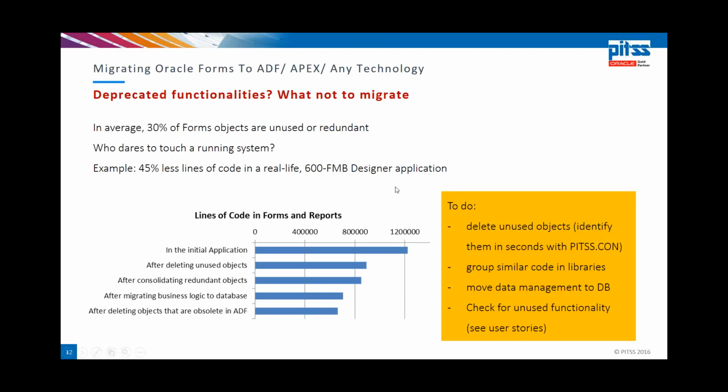I have here a graphical example of an application cleaned with PITSS.CON. We had at the beginning 1,200,000 lines of code. We then deleted the unused objects, for instance, functions that were never called, and ended up with 900,000 lines of code. Then we grouped similar objects in libraries and moved logic to the database. In the end, we had something like 600,000, 45% less than when we started. We did this in 2 months with a couple of developers. At the end, in these 2 months, we also compiled, tested, and deployed on the newest Forms version.